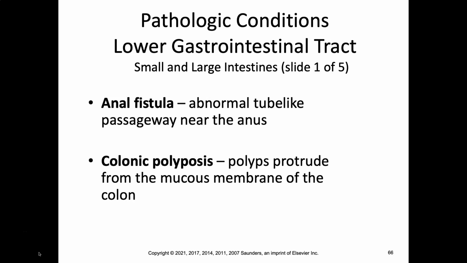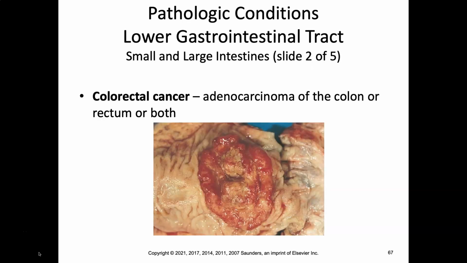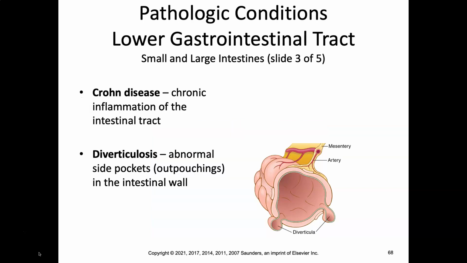You may have heard of people who have polyps in their colon, and that's where there are these growths that come out from the mucous membrane of the colon. Some are cancerous, some are not. Ooh, lovely picture there of some cancer. Moving right along, you may have heard of Crohn's disease or diverticulosis or diverticulitis. Those are different things that happen with your GI tract, and you're welcome to look those up to get more information.